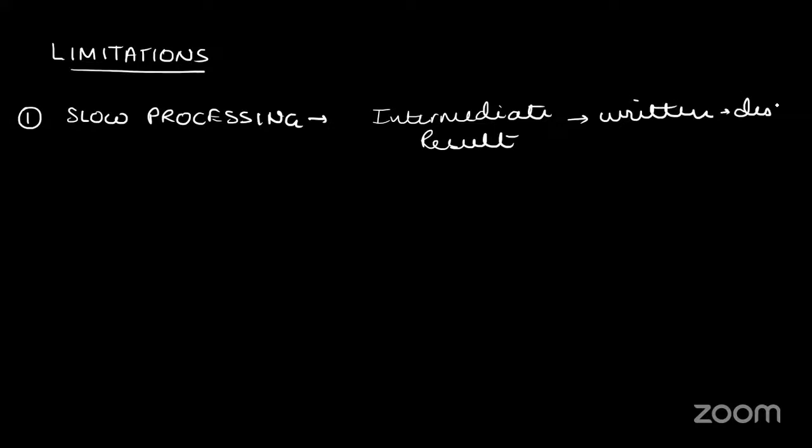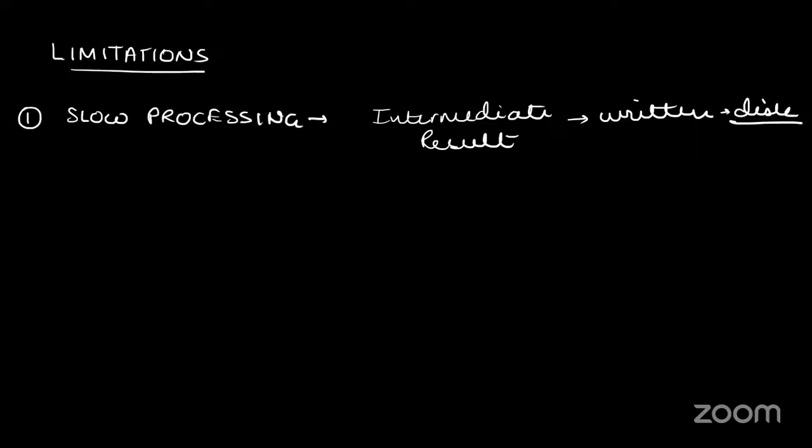So the very first limitation was that Hadoop used to process data very slowly. The MapReduce framework used to process data in batch modes, first of all, and the intermediate results of this processing. So whenever you're processing data, you will have some intermediate results there. Now, this intermediate result was written to a disk.